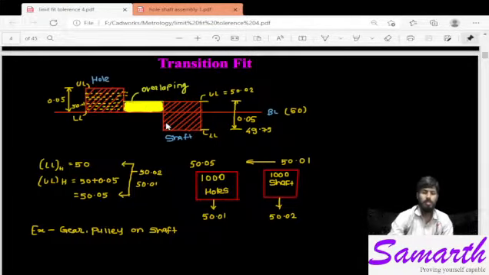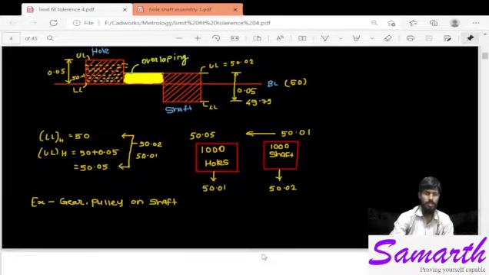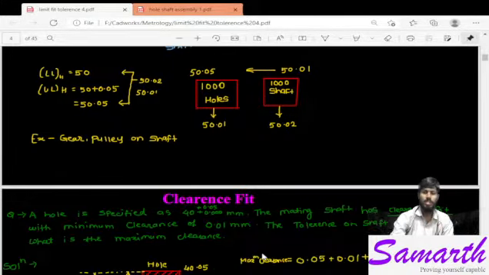Forceful assembly may be possible. Such type of assembly you will see in gear, pulley on shaft, where a transition fit is required. So there should not be any clearance, nor should there be a play, or the pulley or gear should not rotate on the shaft. In such conditions, we will use the transition fit.